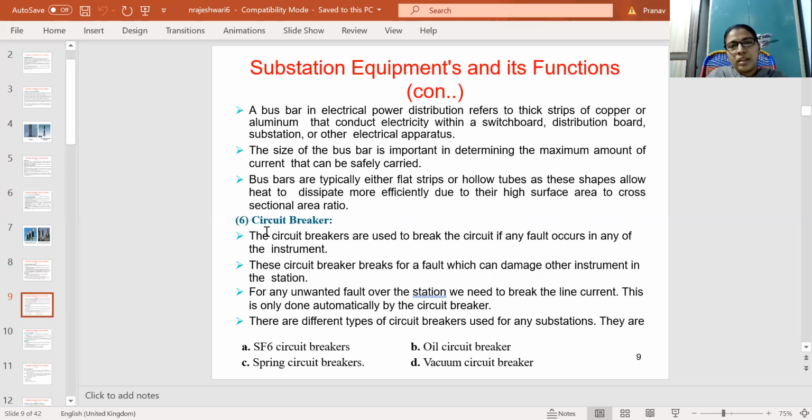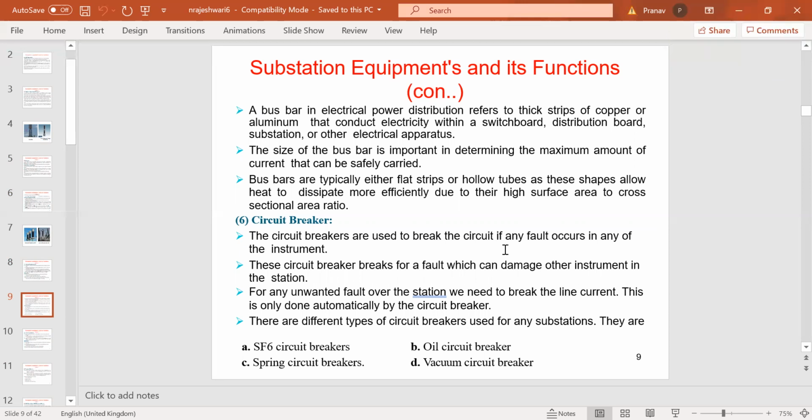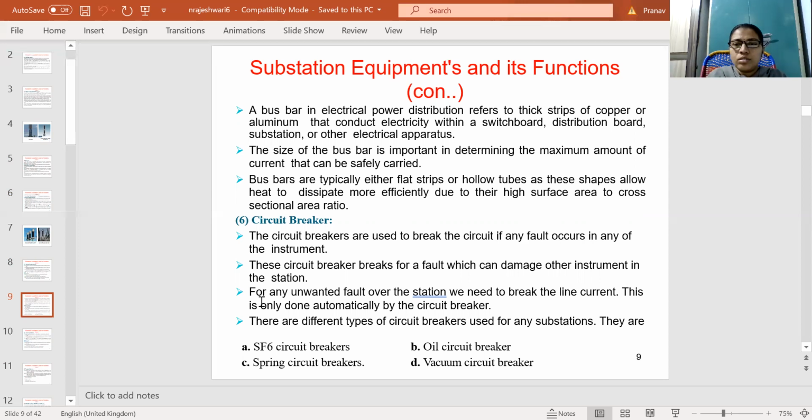And coming to the circuit breakers, they are used to break the circuit if any fault occurs in any of the instruments. These circuit breakers break for a fault which can damage other instruments in the station. So for any unwanted fault in the station, we need to break the line current. This is done automatically by the circuit breaker.